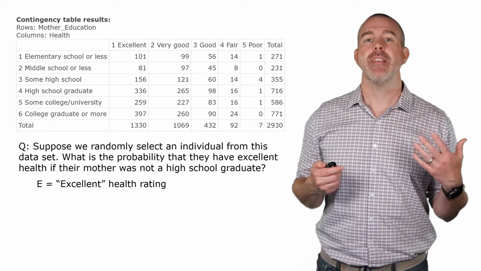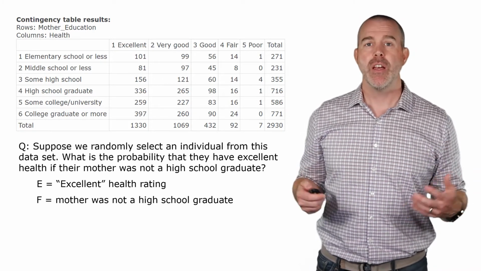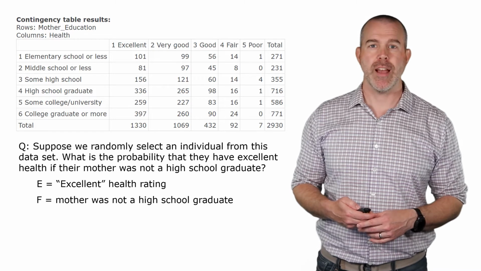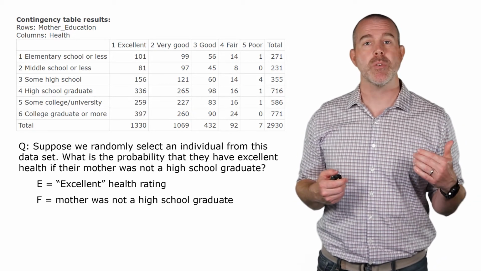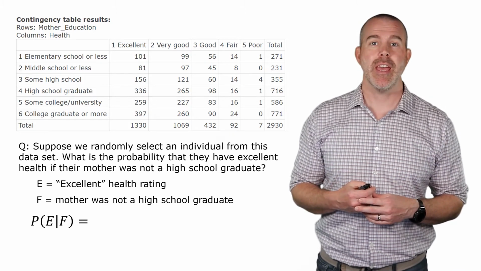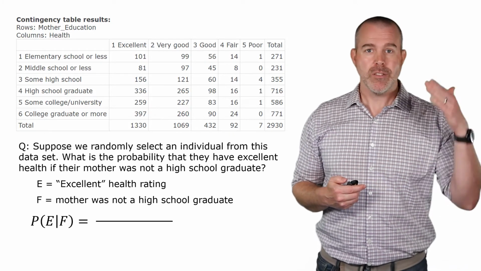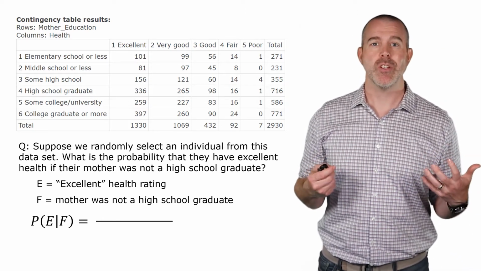Let's define event E to be that they have excellent health, and define event F to be that the mother was not a high school graduate. So that means the probability that you have excellent health given that the mother was not a high school graduate means we want to find the probability of E given F. All right, well, let's look at the database here. This is an empirical distribution. We have actual data to look at.